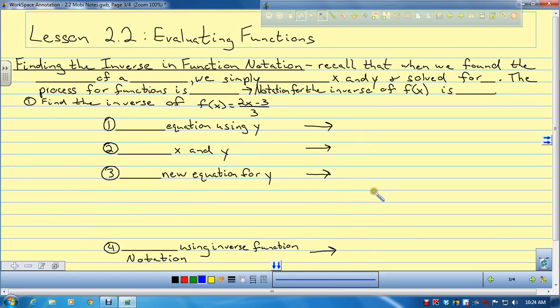Now what we're going to do real quick, we went over last time a little bit of finding the inverse of a function, or inverse of a relation, right? So we'll do that a little bit more in depth here. Recall that when we found the inverse of a relation, we simply switched x and y and solved for y, right? Remember doing that, hopefully? Well, the process for these functions is similar to that.